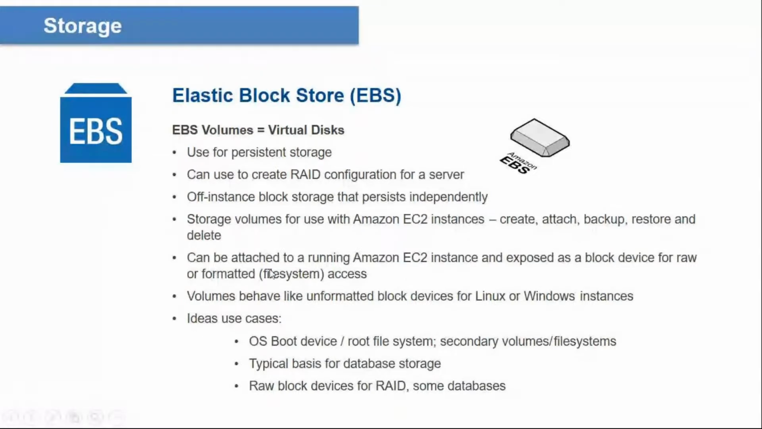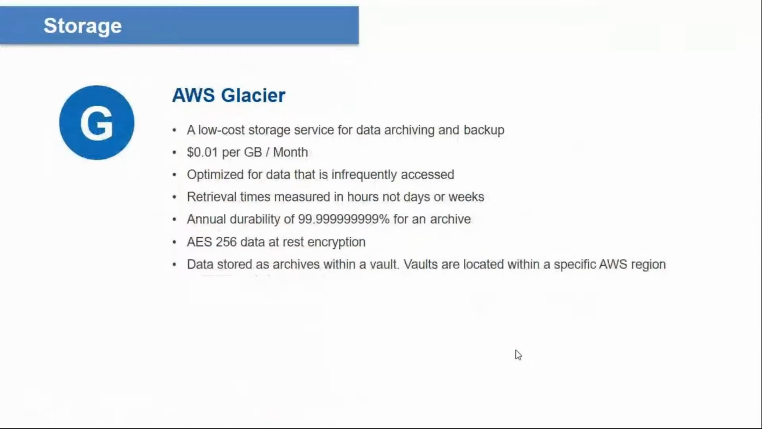It can be attached to a running Amazon EC2 instance and exposed as a block device for raw and formatted access. The volume behaves like an unformatted block device for a Linux or Windows instance. The ideal use case is an OS boot device, root file system, or a secondary volume or file system, typically the basis for database storage, and a raw block device for a relational database.